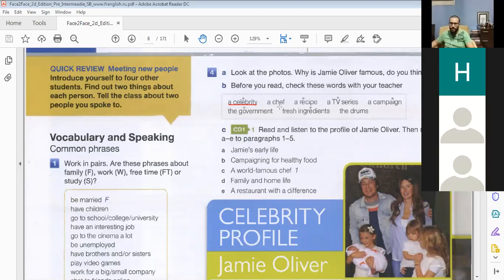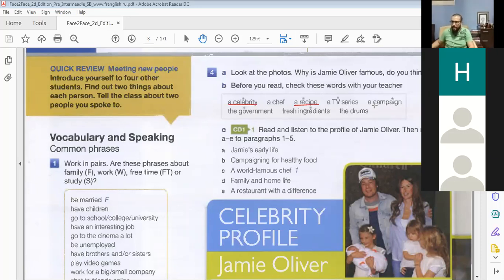Chef, I think everybody knows chef. A recipe. Have you heard of a recipe? Is anybody here new to this word, recipe? Yes. Okay, Abdullah, let's underline it. What about TV series? This is also clear, I think.